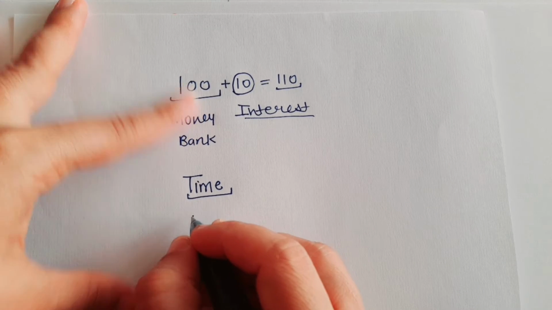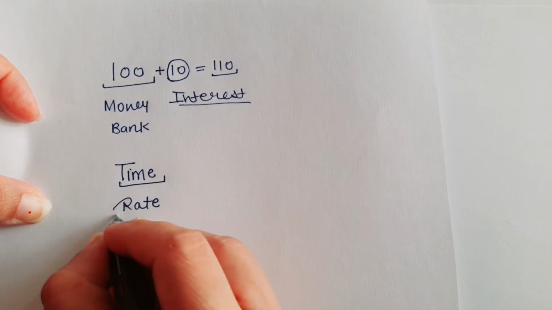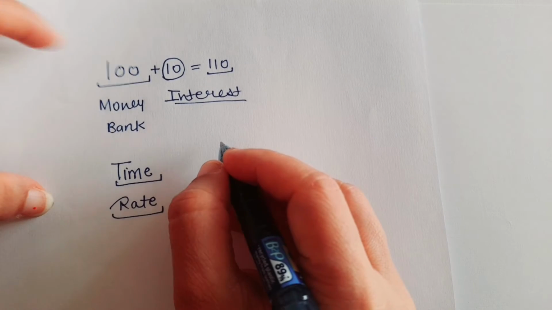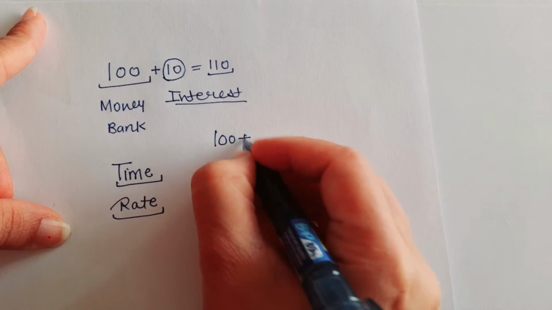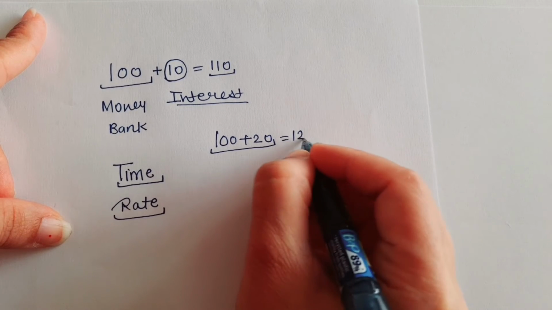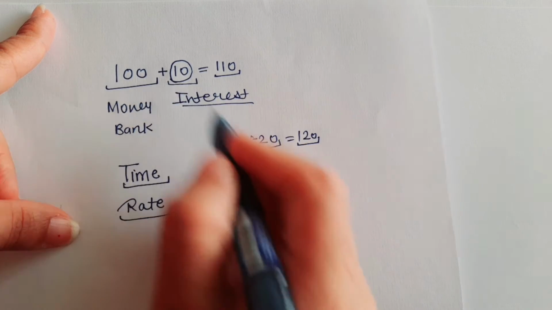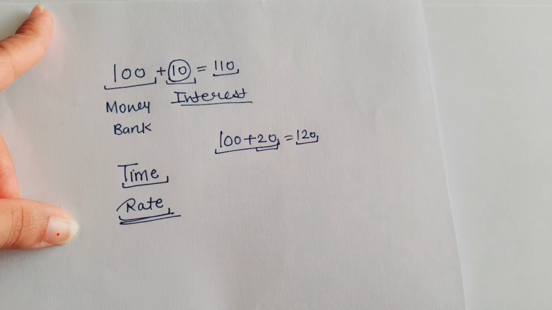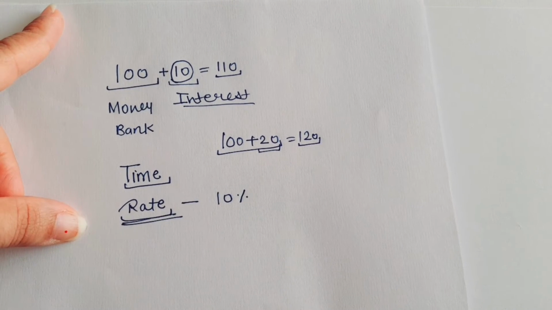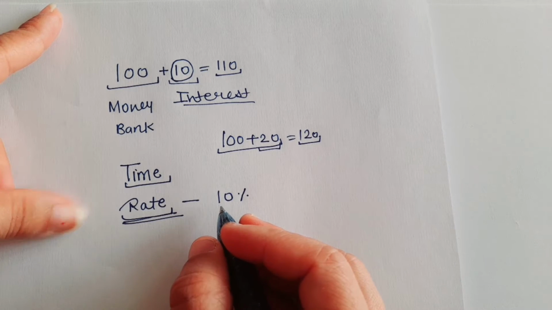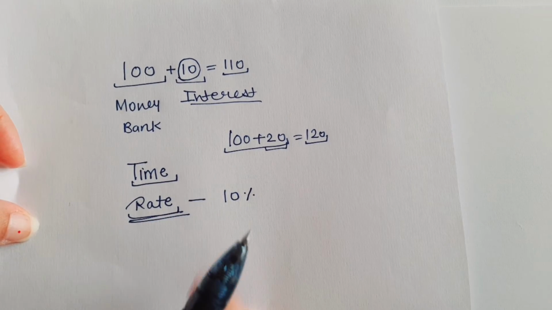Secondly, interest depends on one other factor, that is called rate. What is that rate? Suppose your dad said I will return you 110, but your mom said I will return you 120. Then obviously you will lend to your mom, okay? So how do we calculate interest? This depends on rate of interest. Rate of interest is in percent. If we are giving at 10%, 5%, if the rate of interest is more, then you will get more simple interest, okay?